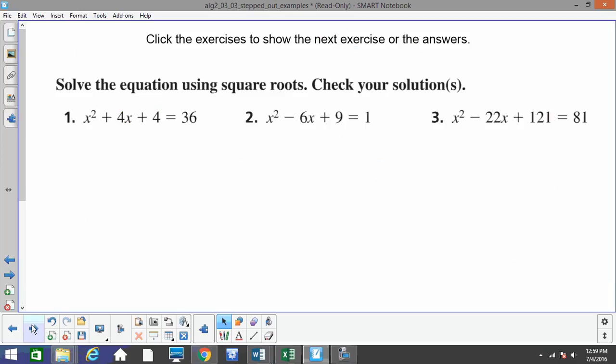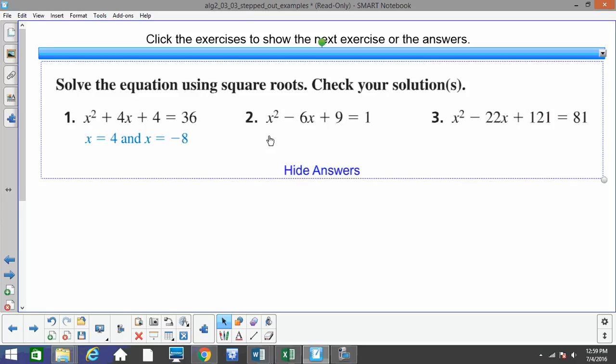All right, why don't you take a second and pause? All of these can be solved using the square root. I will put the answers up shortly. That one, when you factor it, x plus 2 quantity squared equals 36. When you factor this one, x minus 3 quantity squared equals 1. Factor this one, x minus 11 quantity squared equals 81.